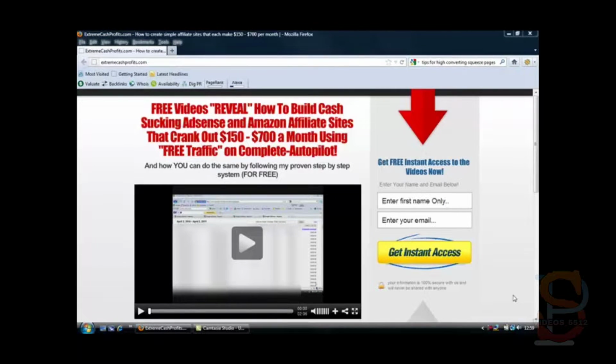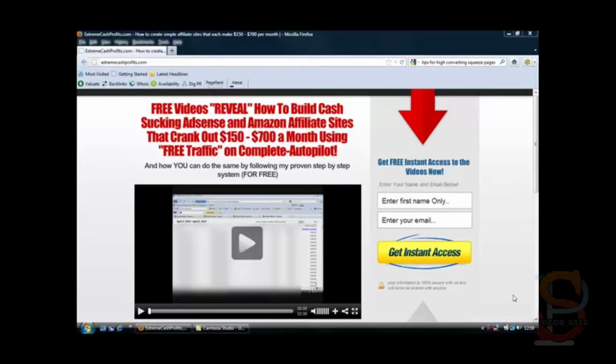In this video I'm going to show you how to create high converting squeeze pages. The first thing we're going to discuss is the headline of your squeeze page. The headline of your squeeze page is the most important part of your entire squeeze page, because this is the first thing that people see when they come to your page.